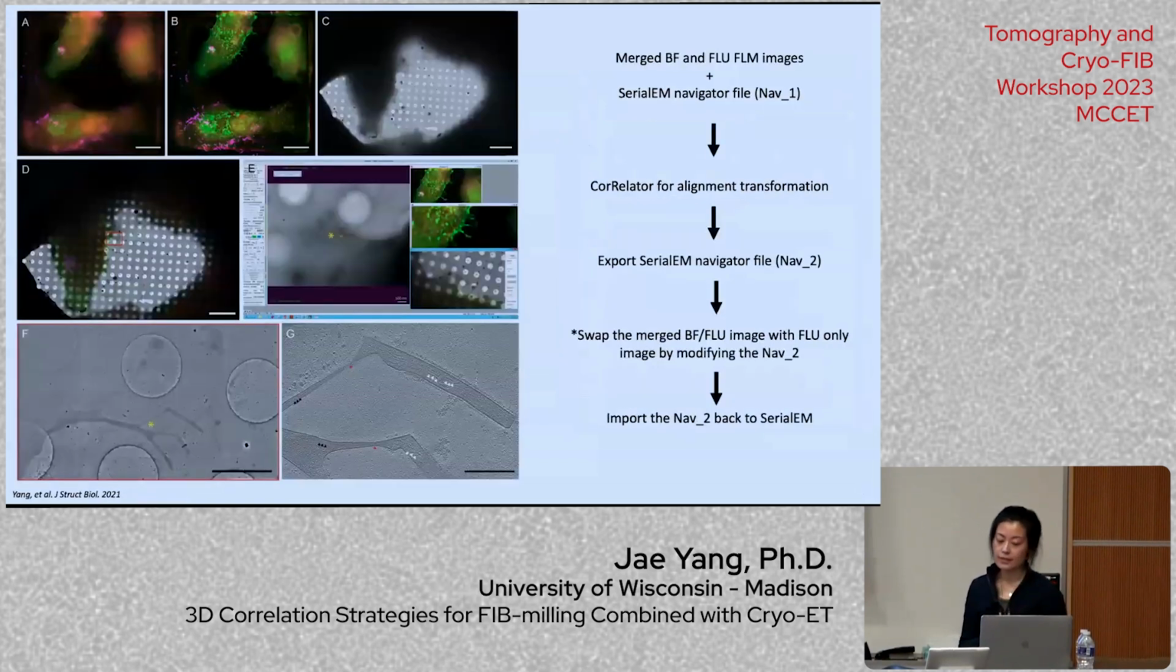So the general process is that you have your bright field, your FM images and the navigator file, you put them into Correlator and do the alignment transformation. Correlator will also give you some assessment along the way, to help you know whether or not your transformation is good. And you export the cryo-EM navigator file. Then there is an optional step, which I generally use, where I like to swap images, but you do need to consider the chromatic aberrations between your bright field and your fluorescent channel, and also between different fluorescent channels. But in my case, generally it's very small.